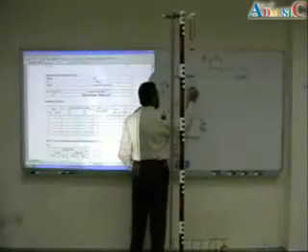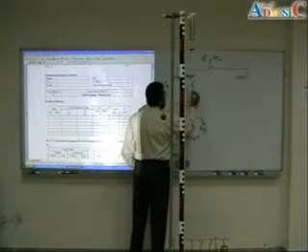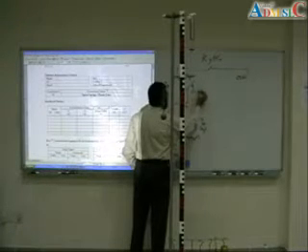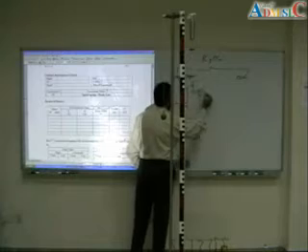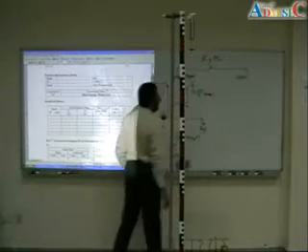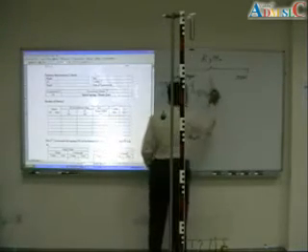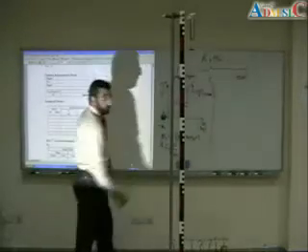Why? Because the equation here is T squared equals 4 pi squared over K times M plus M naught. This is in the graph, so you should do it.